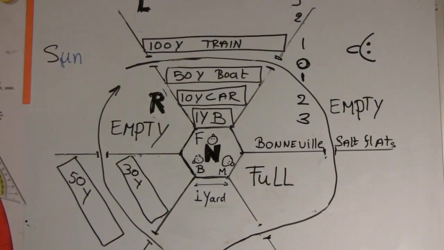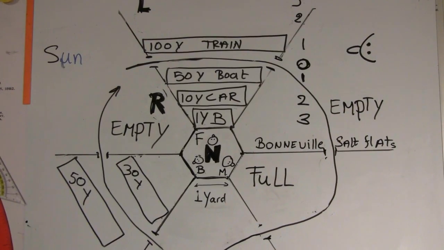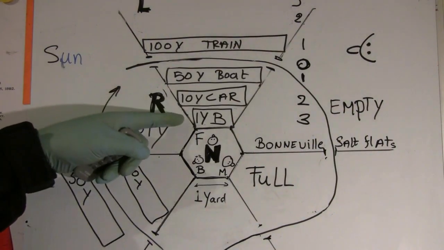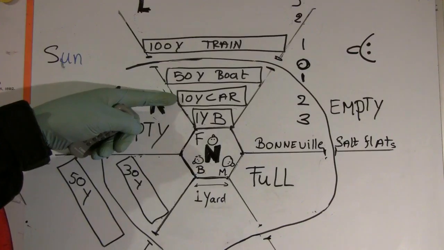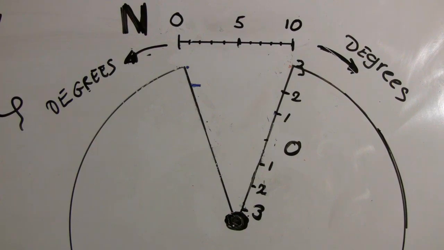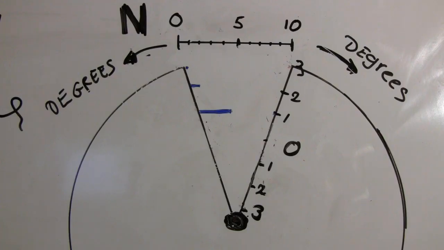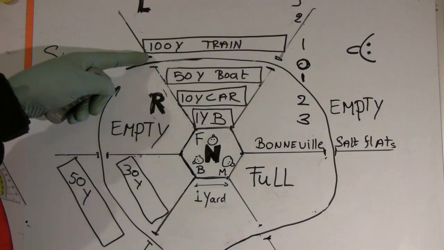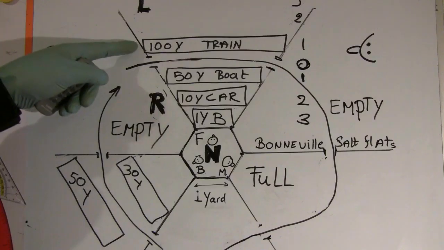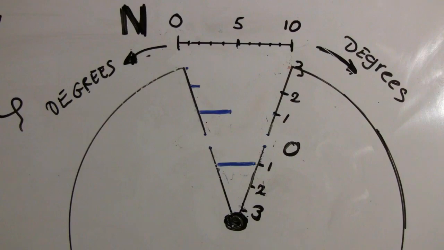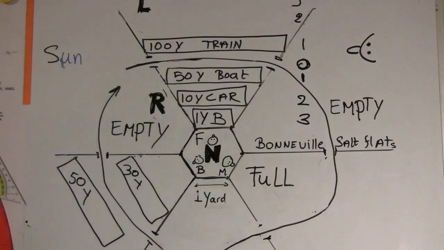Gleason looked at the reality and he said, position 3, I have a 1-yard bicycle. Position 2, a 10-yard car. Position 1, a 50-yard boat. Position 0, a door on both sides. Position 1, a 100-yard train. And then he went back to his drawing.